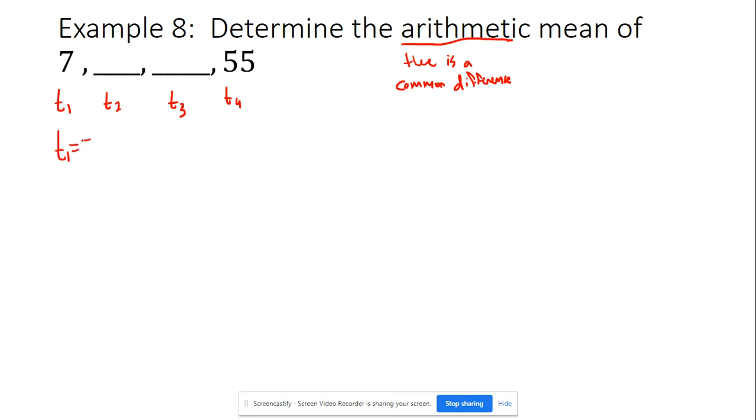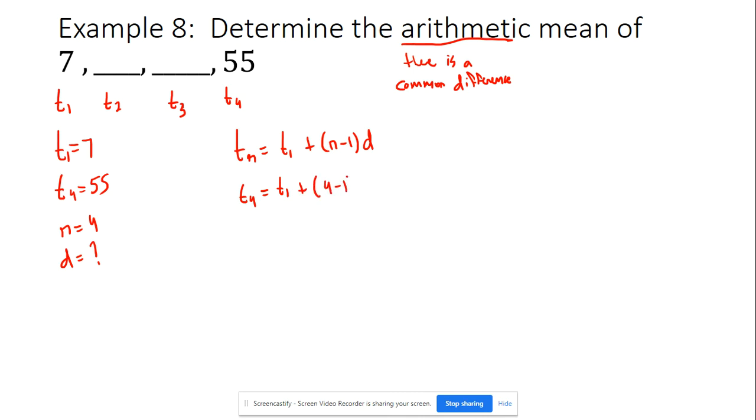We know that T1 equals 7. If I want to use this term in the sequence over here, T4 is 55, and that means that n equals 4. So this is the fourth term, so we know that n equals 4. What we don't know is the common difference yet. So to figure this one out, here's what we're going to do. We're going to use our Tn equals T1 plus n minus 1 times d formula. I'm going to plug in everything I know. In this case, n is equal to 4, right? So this would be T4 equals T1 plus 4 minus 1 times d.